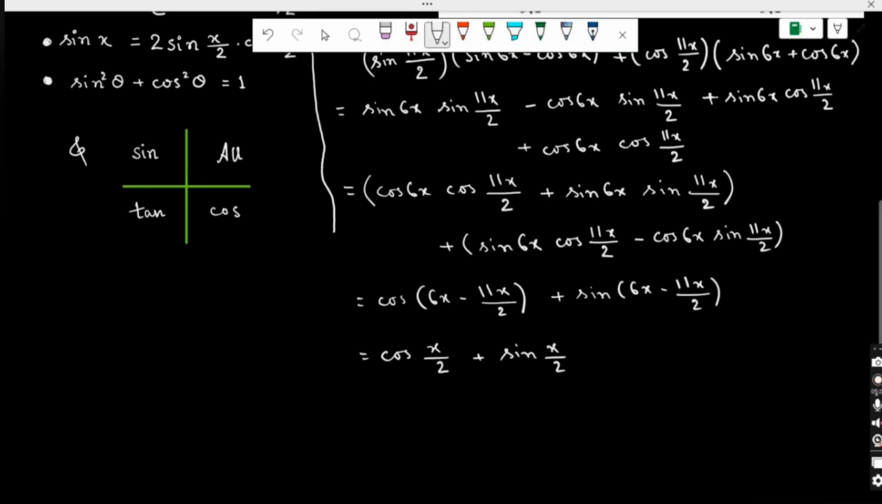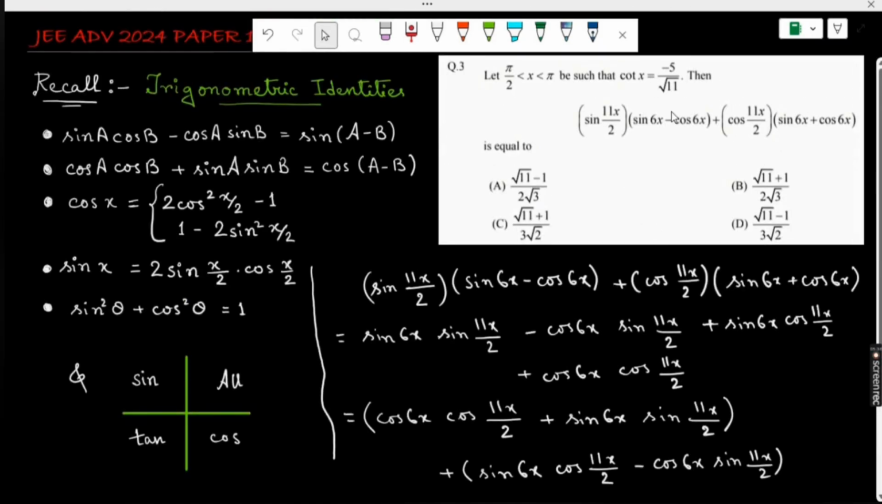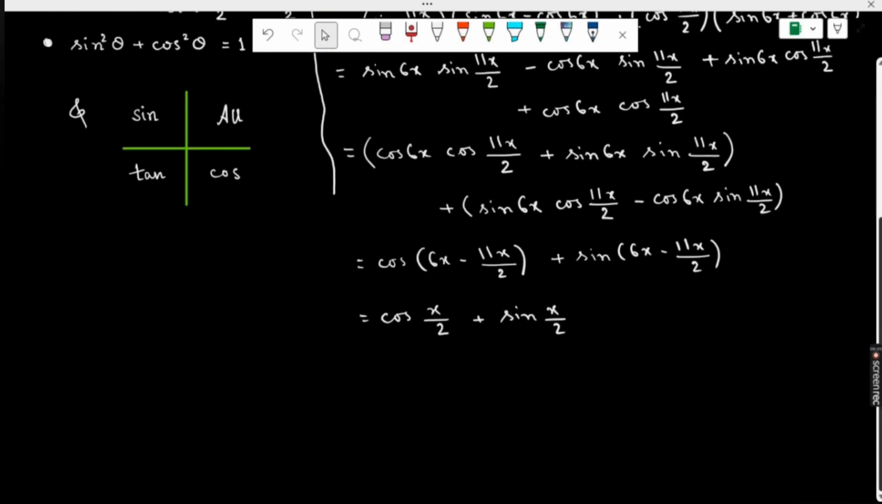Now we have to find the value of this expression using the value of cot x, that is minus 5 by root 11. So we can use two ways. First, we can use this cot value to get sine x by 2 and cos x by 2 from cot x, and the other way, we can convert the expression in sine x, and we can find the sine x from cos x, and we can put that value also. So I will use both ways. So let's use that.